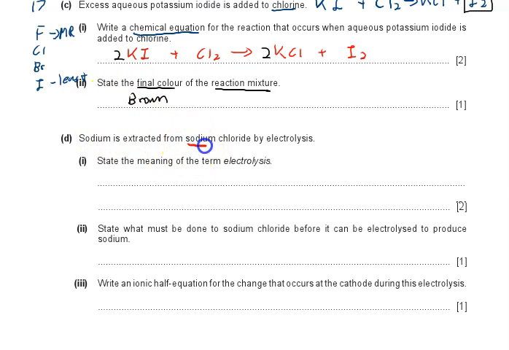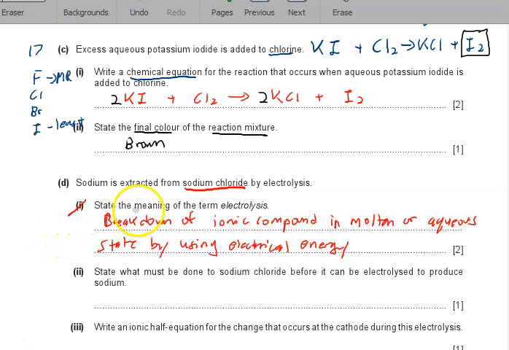Sodium is extracted from sodium chloride by electrolysis. State the meaning of the term electrolysis. There are certain keywords that you have to follow: breakdown of an ionic compound in molten or aqueous form by using electrical energy. So this is the definition for electrolysis. Now we look at here. State what must be done to sodium chloride before it can be electrolyzed to produce sodium.